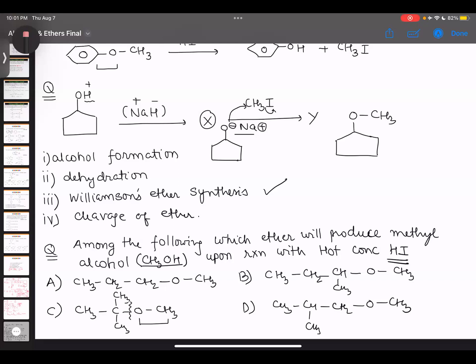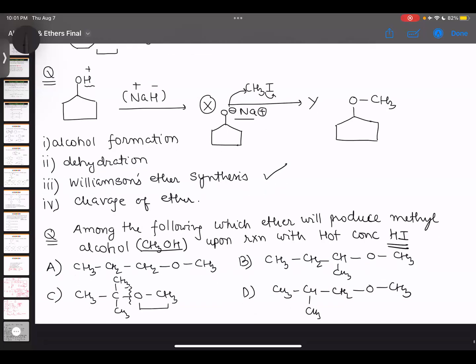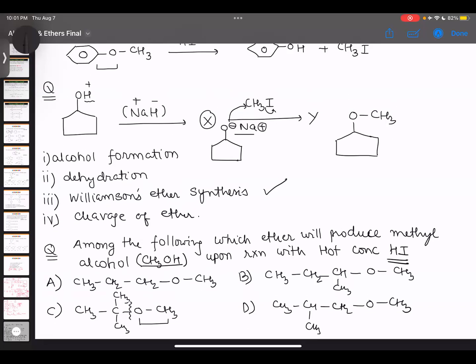That can happen if the mechanism is SN1, and the mechanism will be SN1 if you have a stable cation. For a stable cation you need either a tertiary group or a resonance stabilized cation. Among these, only one carbocation is very stable, and that will form by removing the oxygen. That is this cation. This is tertiary.